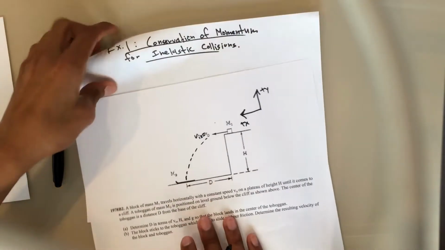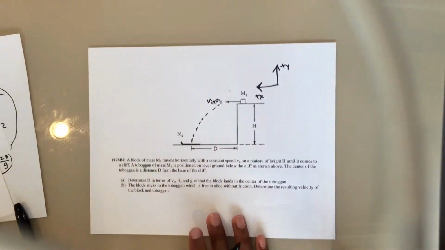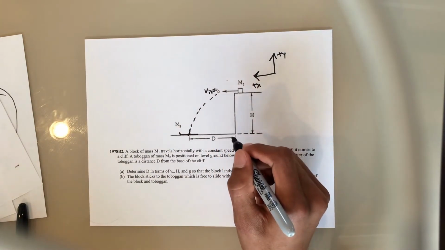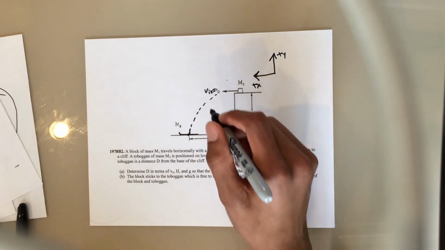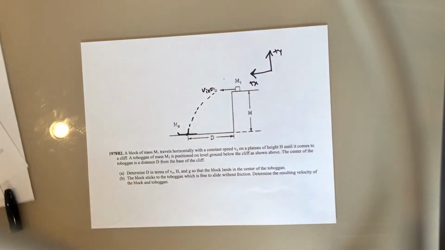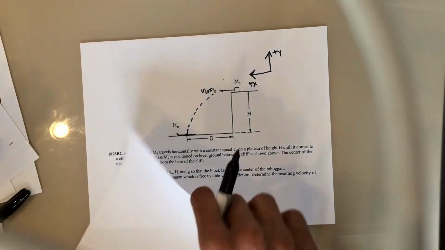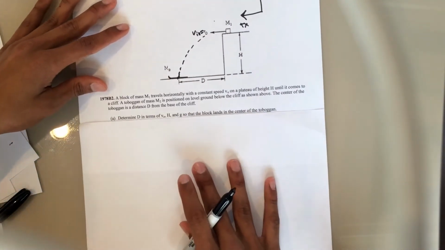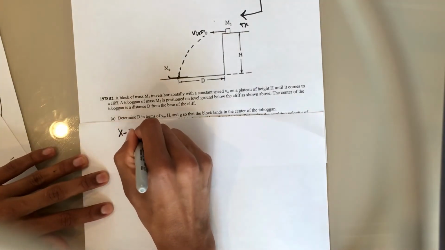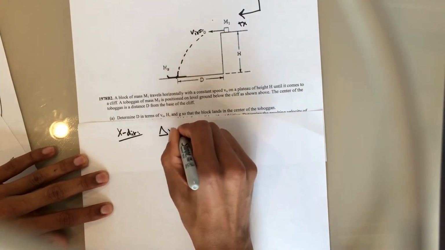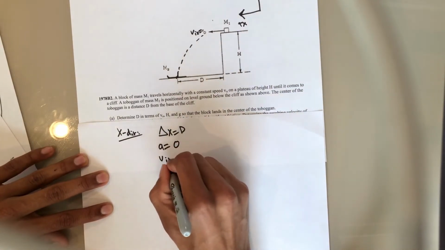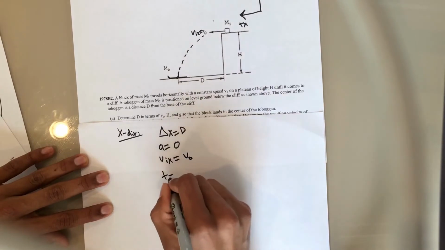So the block is going to land here, meaning that it travels a distance d, and it is given an initial velocity, and we have some other values. Now if we see what we have in our x direction, delta x would be d, and the acceleration in any projectile is 0, and its initial velocity is v0, but we do not know the time.